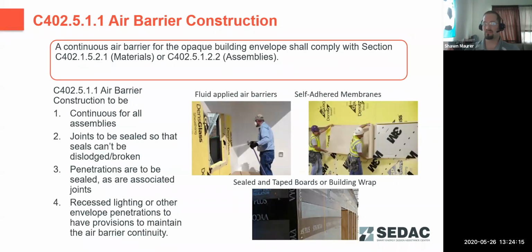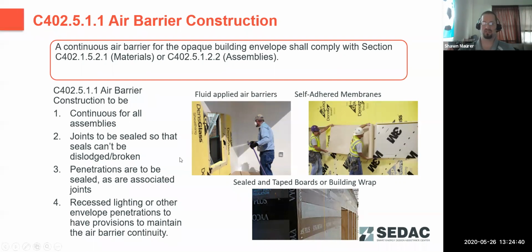Another compliance method is to specify the use of air barrier materials, and in your plan drawings you must detail how those air barrier materials are going to provide a continuous air barrier, or you can specify air barrier assemblies. And again, your details must show how those assemblies are tied together so that the air barrier is going to be continuous and unbroken.